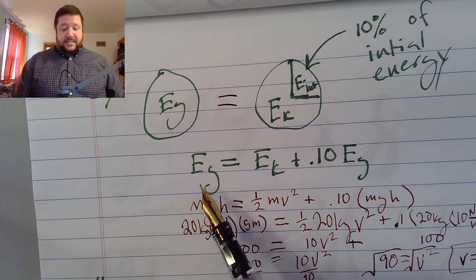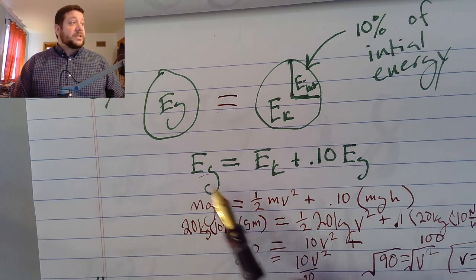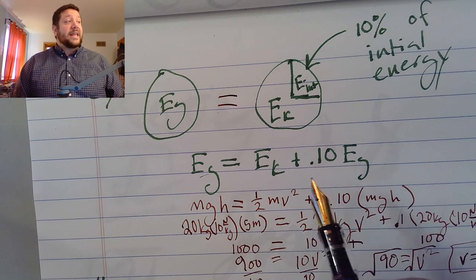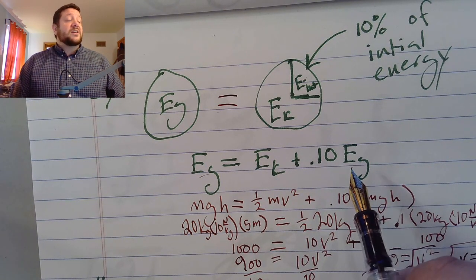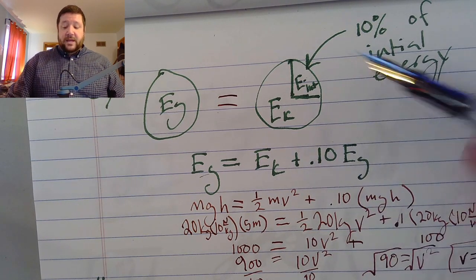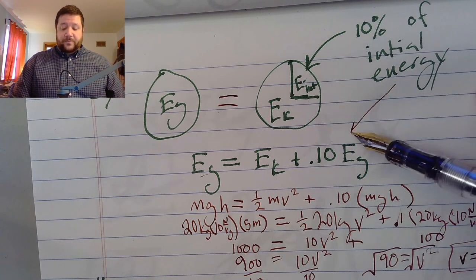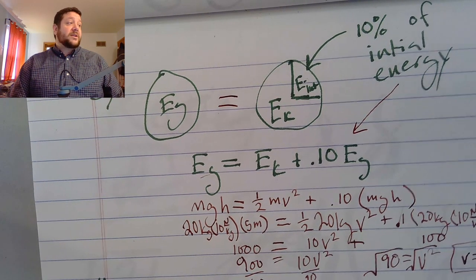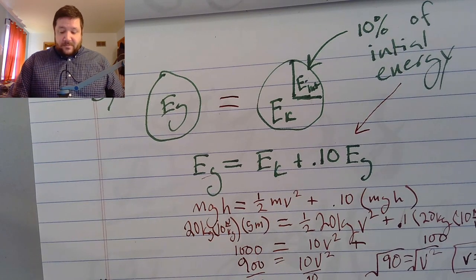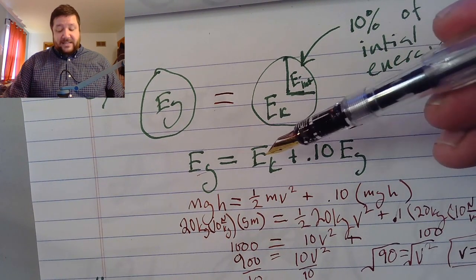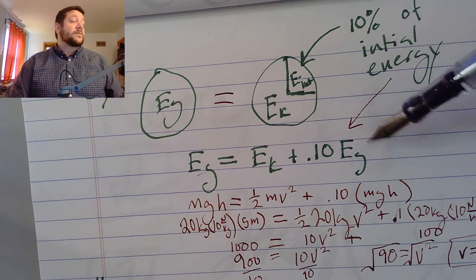Well, what it looks like is the gravitational potential energy plus how fast it's moving plus the 10% of the gravitational potential energy that's been lost to friction. So this is equal to 0.1 times how much gravitational potential energy we have. And then once I've got this correct, boom, we're good.